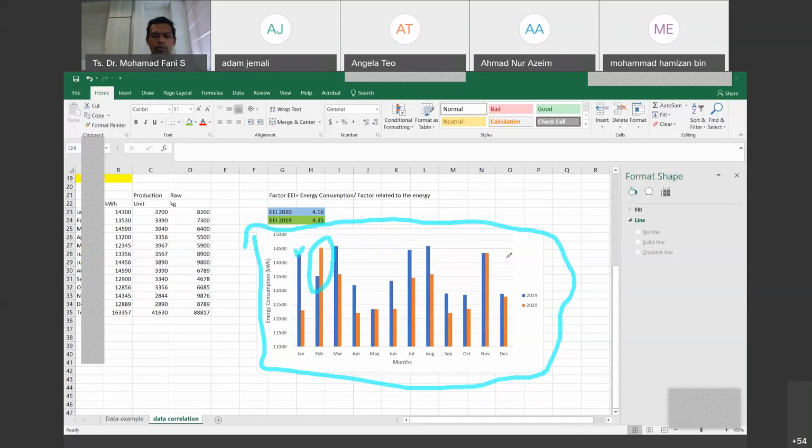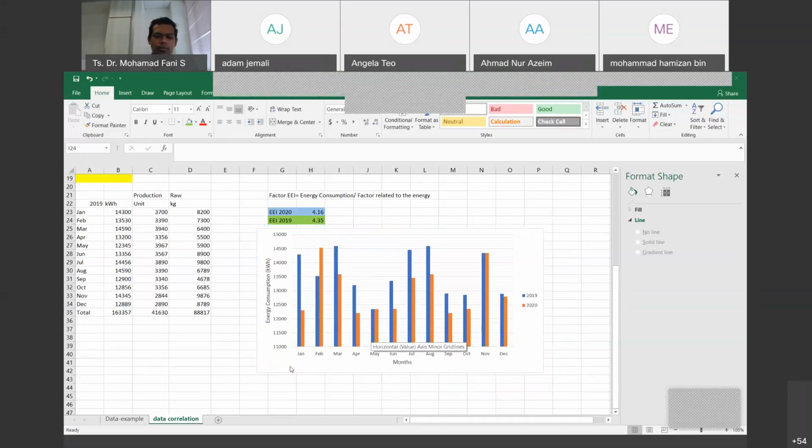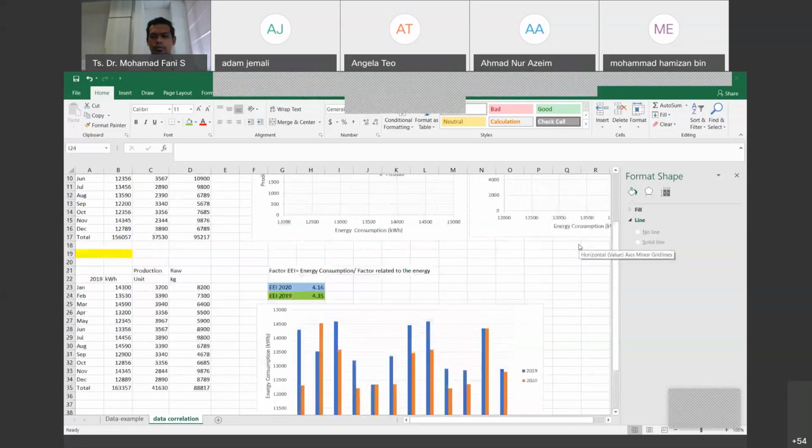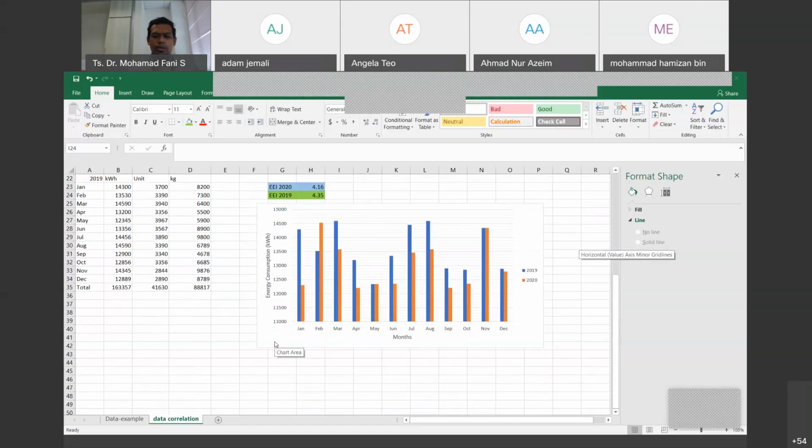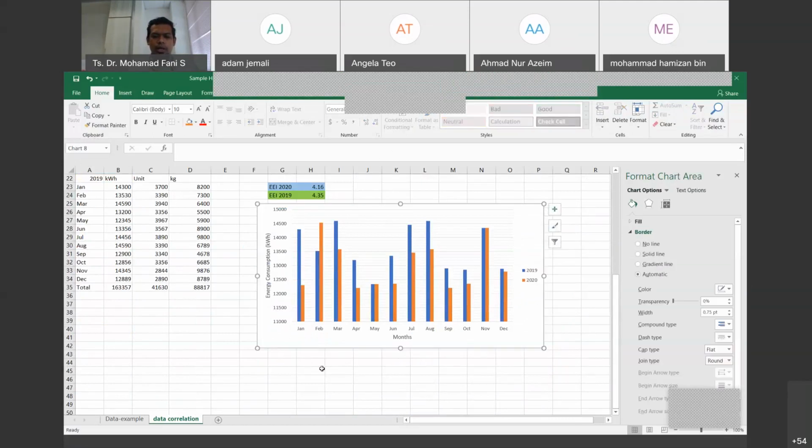And we must also refer to the consumption, production, etc. to verify all this data. So the activity, the production one. Okay, get this graph also in your Excel.